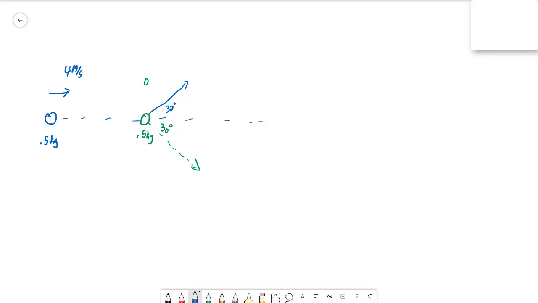Now, in order to solve this problem, we're going to use the law of conservation of momentum. But the law of conservation of momentum, we use it just like we use projectile motion. We treat x and y independently. So in x, the initial momentum in x is 4 times 0.5. The final momentum in x, I'm going to go ahead and draw in some components.